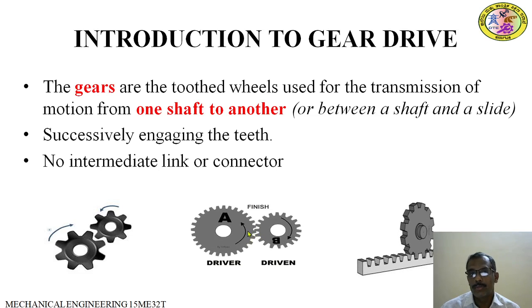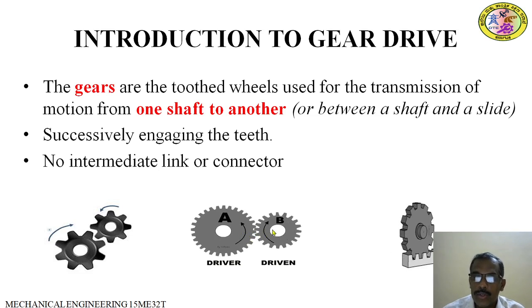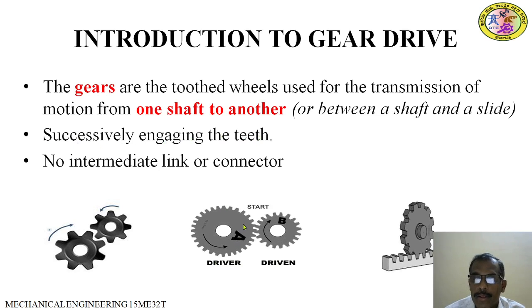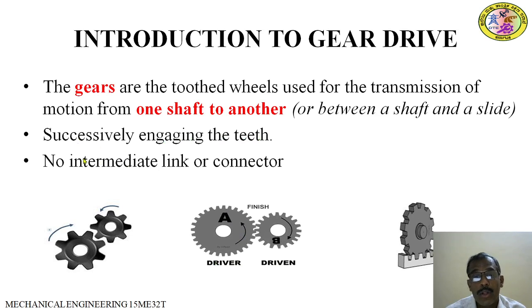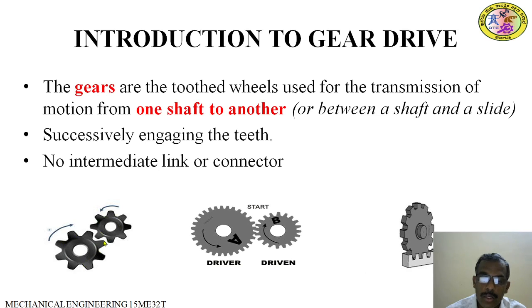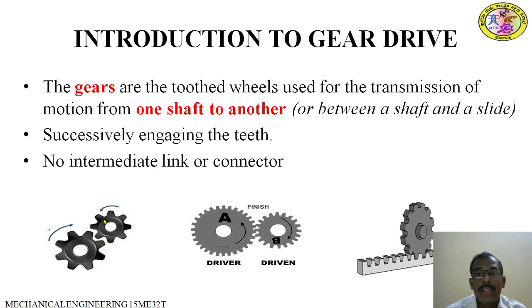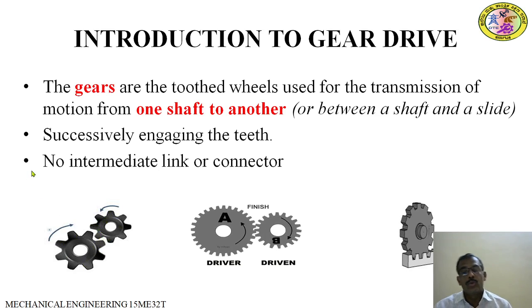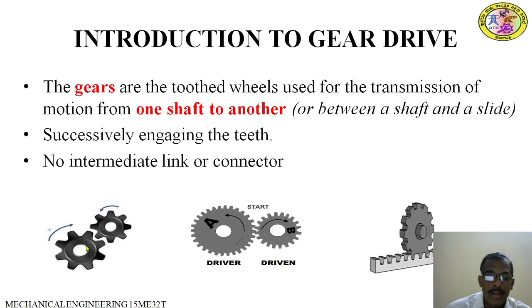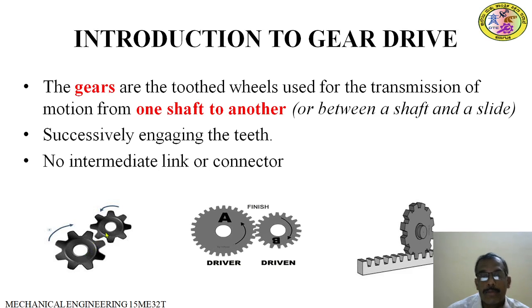These are used to transmit the motion. This can be achieved by successively engaging the teeth. So I can achieve power transmission only when I am successfully engaging the teeth. One toothed wheel should mesh with the other toothed wheel, then only I can transmit the power. There is no intermediate link or connector here. They are directly coupled, so they directly transmit the power from the driver shaft to the driven shaft.